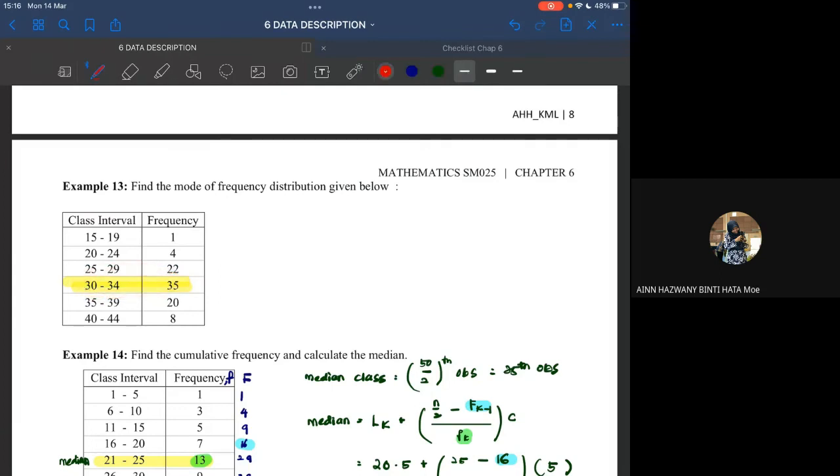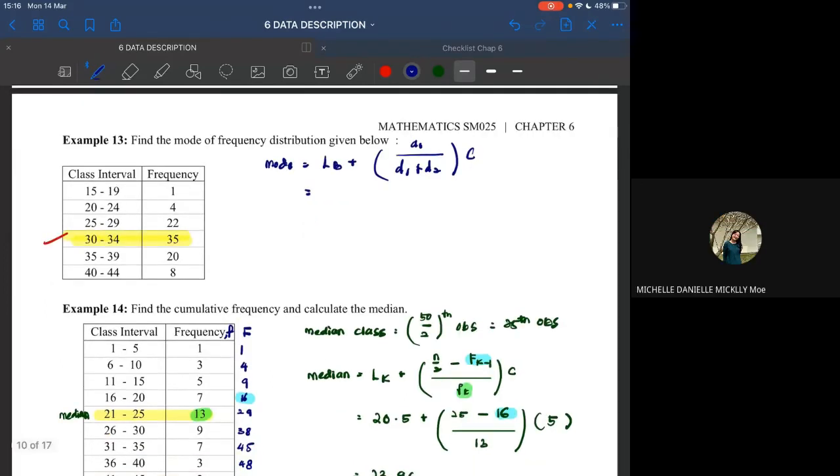So everything that we are going to do is we are going to refer to this class here. So formula, mode is equals to lower boundary plus D1 over D1 plus D2 multiplied by the class size. So lower boundary here is 29.5. Yang tak tahu lagi, 29 plus 30 divided by 2, 29.5.